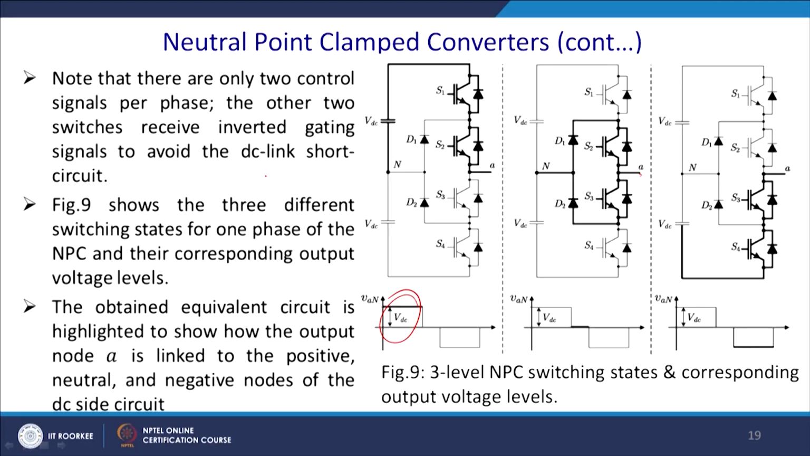So, note that there are only two signals per phase. The other two switches receive the inverted gating signal to avoid the DC-link short circuit. Figure 9 shows the 3 different switching states for 1 phase of the NPC and the corresponding output voltage levels. The obtained equivalent circuit is highlighted to show how the output node A is linked to the positive, neutral and the negative node of the DC circuit.